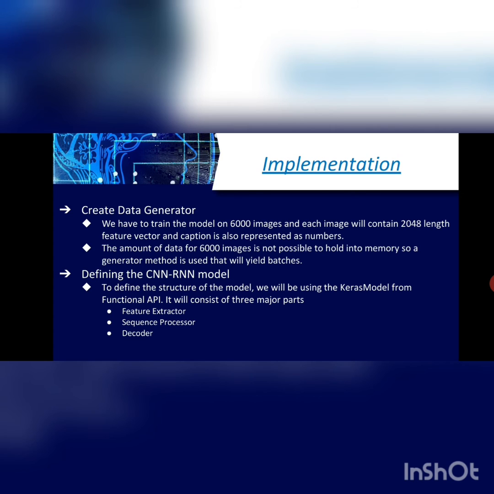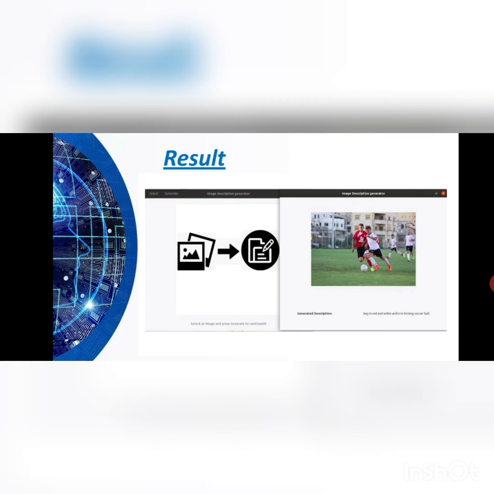Then we define the CNN model. Here it consists of three parts: the feature extractor, the sequence processor, and a decoder. This is our result. Here we inputted our images and our model generated the corresponding caption. The caption here is: the boy in red and white uniform kicking the soccer ball.